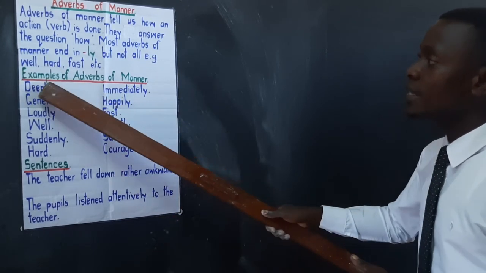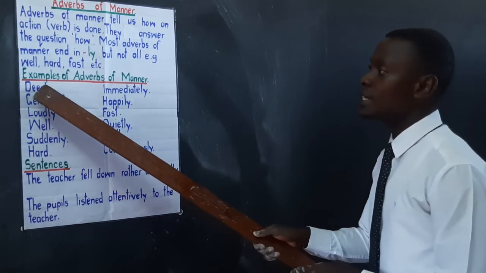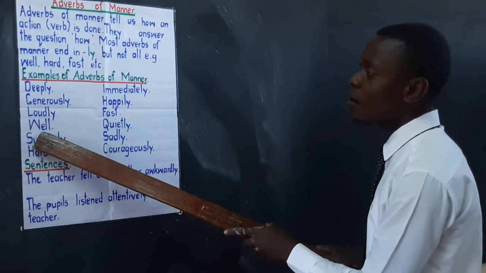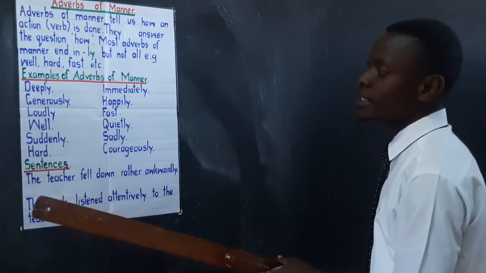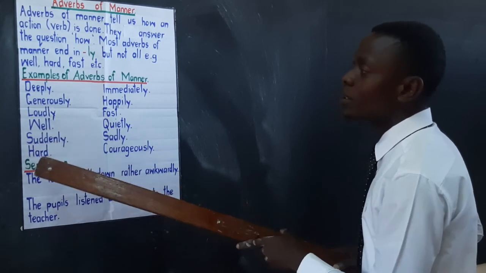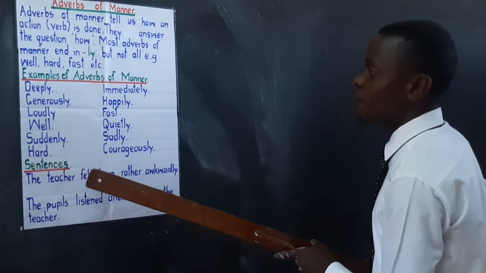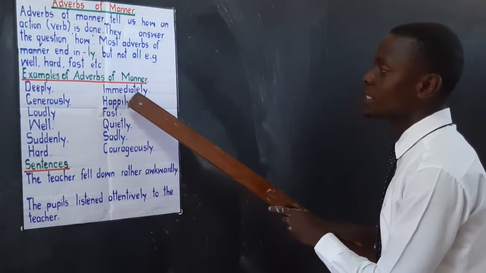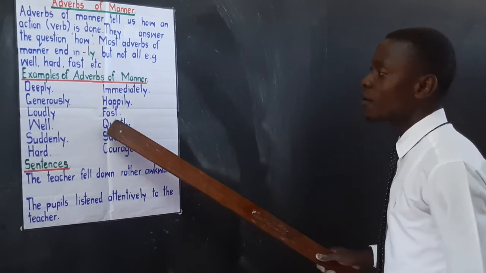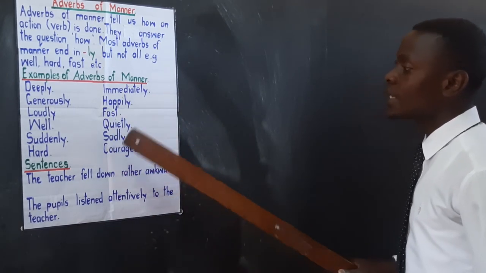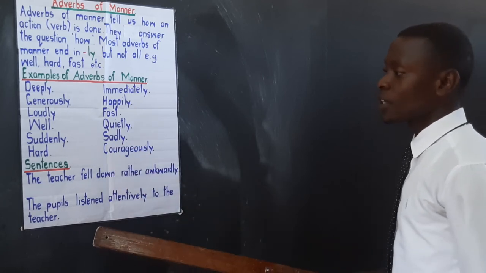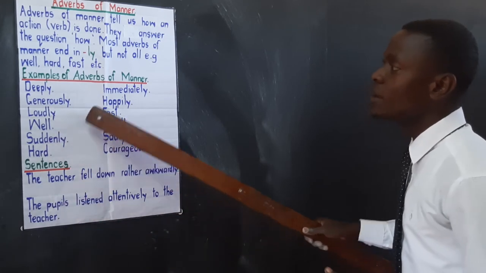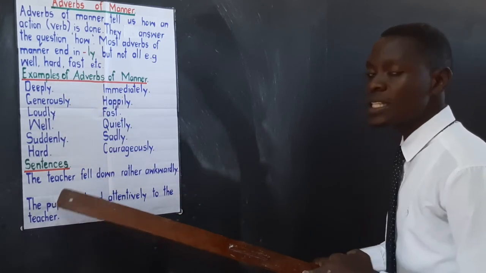So we have examples of adverbs of manner. Number one, deeply, generously, loudly, suddenly. We have well and hard. The words hard and well do not end with L-Y, but they are also called adverbs of manner. We also have immediately, happily, fast, quietly, sadly, and courageously. Now we have sentences that can help us see how these same adverbs of manner can be put in sentences.